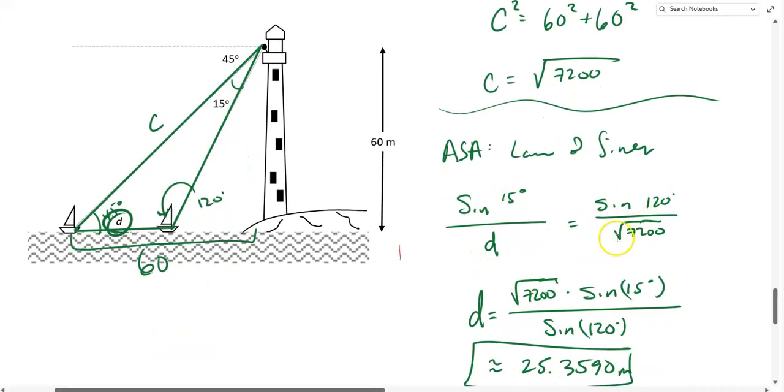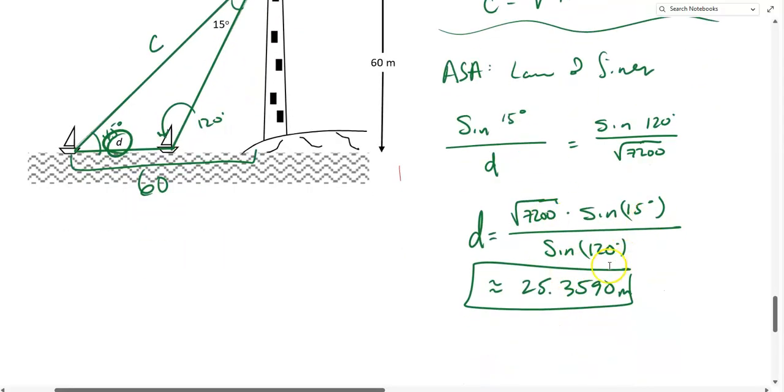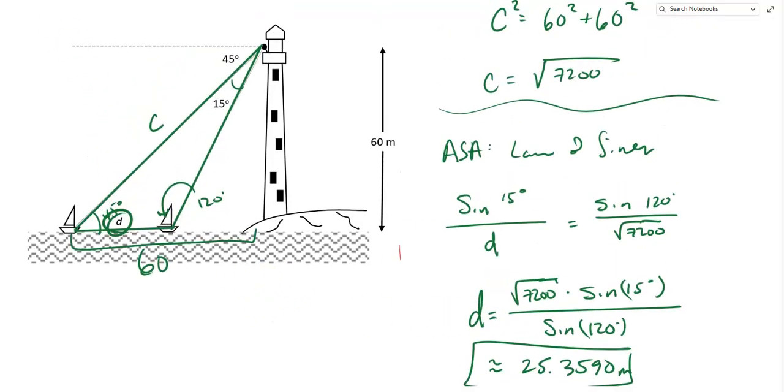From here we can cross multiply root 7,200 times sine 15, then divide by sine of 120, making sure that our calculator is in degree mode, and we find that the distance between those two ships is 25 meters.